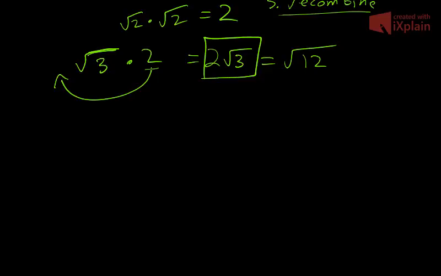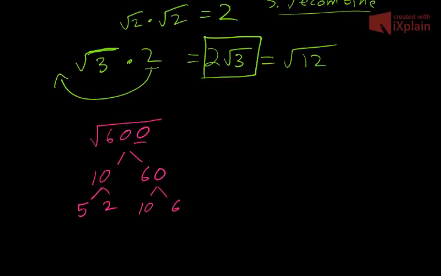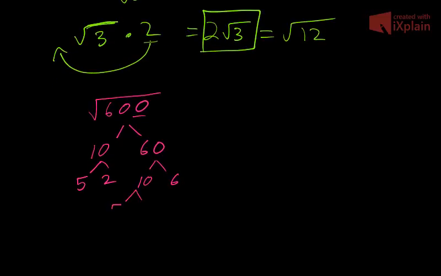So we're going to try doing this again with a slightly larger number, and I'm going to try the square root of 600. So my first step, of course, is going to be to factor, which we just talked about, and I see that this ends in a 0, so it'll be pretty easy to do 10 times 60. 10 is 5 and 2. And 60, I can break into 10 and 6. 10 will go to 5 and 2, and 6 will go to 3 and 2.